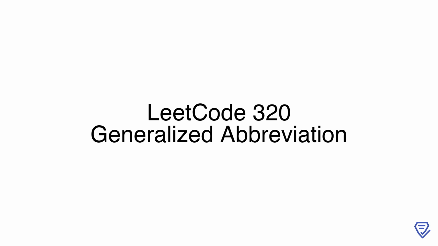Welcome to this coding problem walkthrough. Today, we'll dive into problem number 320, Generalized Abbreviation. In this problem, we'll explore how to generate all possible abbreviations for a given word using various approaches, including a brute force method. Let's get started.